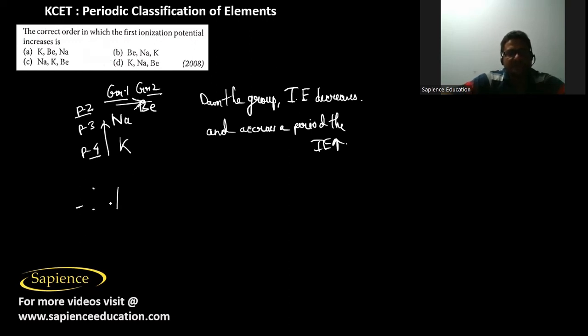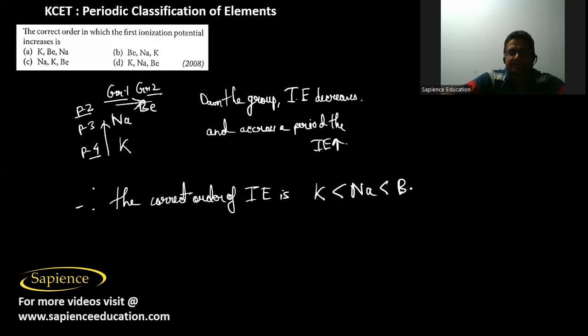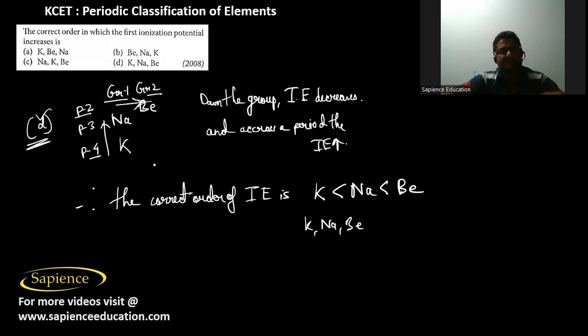Therefore, the correct order of ionization potential or ionization energy is potassium less than sodium less than beryllium. So K, Na, Be. Option D is the correct answer. In this order it increases, so we have to write the increasing order here.